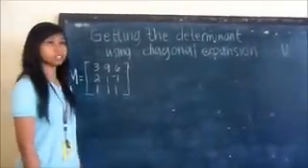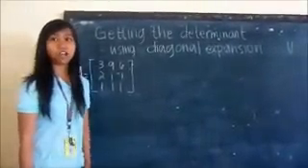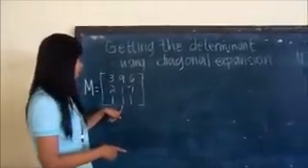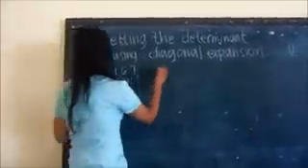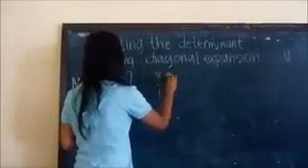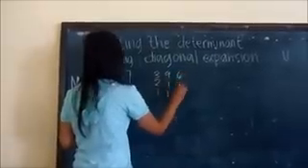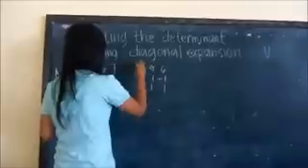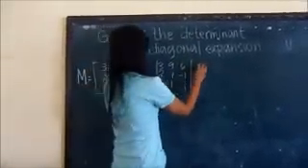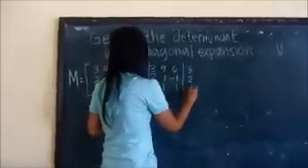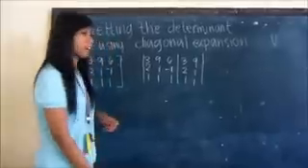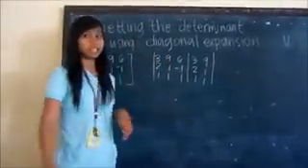In finding the determinant using diagonal expansion, first we must copy the first and second column of the matrix, and place them beside the first set of the matrix. Then, we will multiply it diagonally.